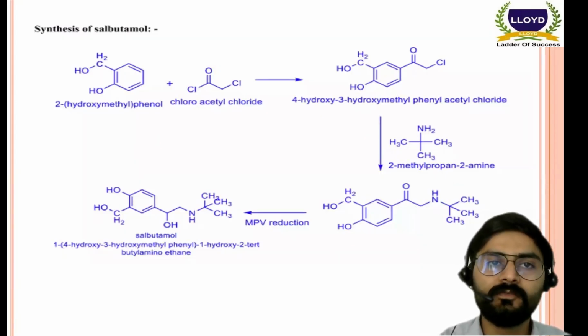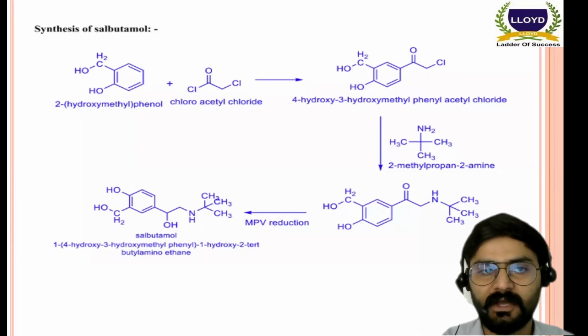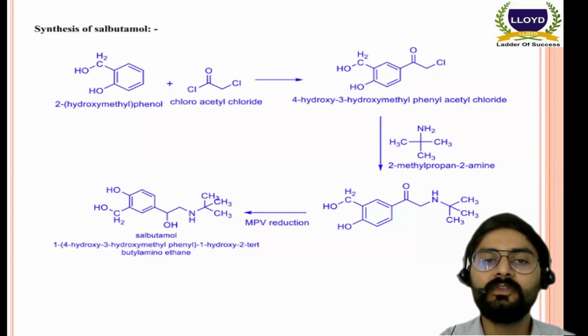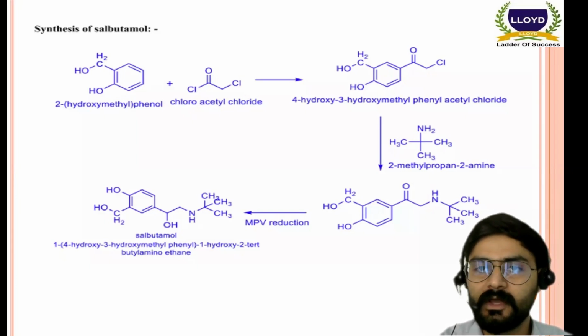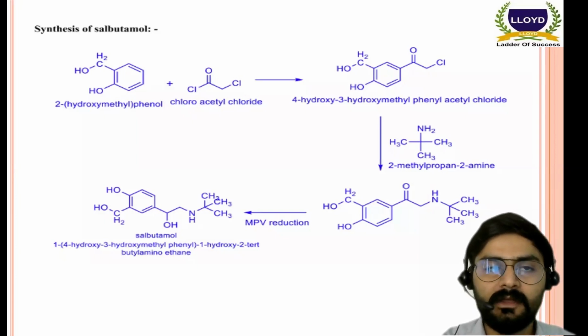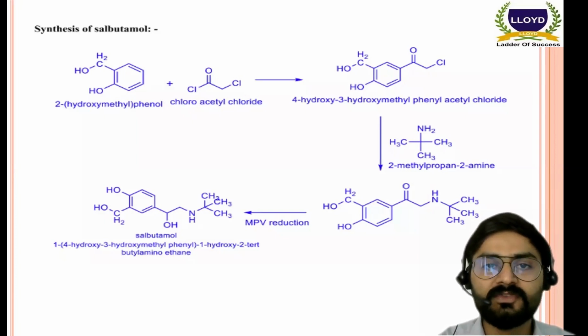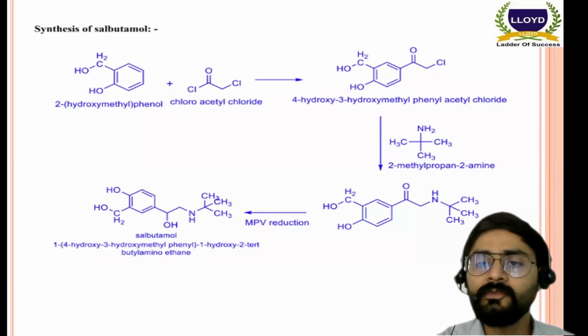Now let's move to the synthesis of salbutamol. So the starting material for the synthesis of salbutamol is 2-hydroxymethylphenol, which on reacting with chloroacetyl chloride converts into 4-hydroxy 3-hydroxymethylphenyl acetyl chloride. Here we see that this chloroacetyl chloride transfers its chloroacetyl group onto the 2-hydroxymethylphenol.